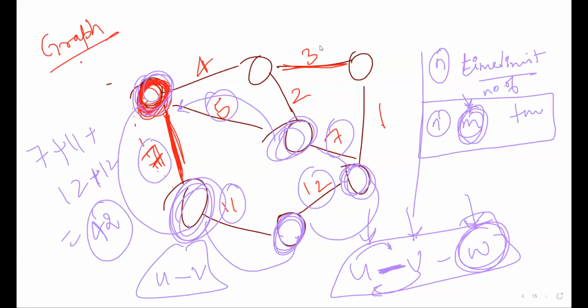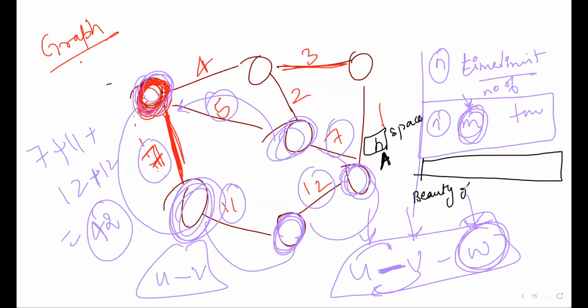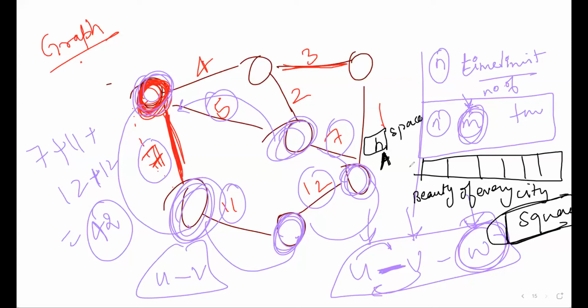What is in the second line? In the second line, you are given an N size array, N space separated integers. You are given an array of size N. What does that contain? That contains the beauty of every city. In this case, it is given like square. They are not mentioning an exact city. So beauty of every square. So the beauty points of every square are given to you in the next line. So the first two lines are clear.